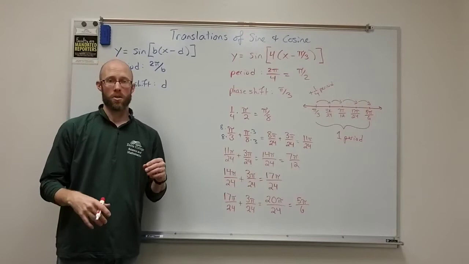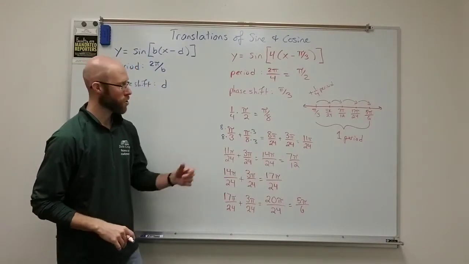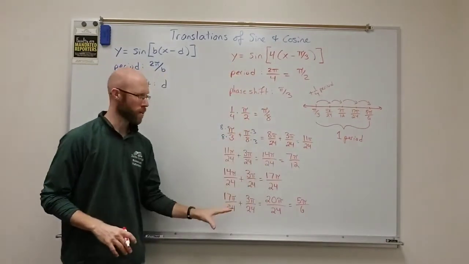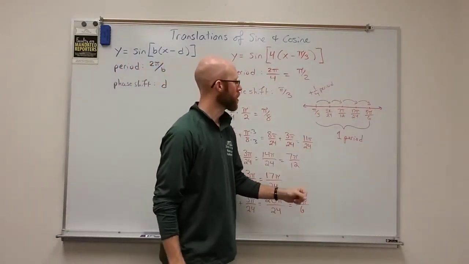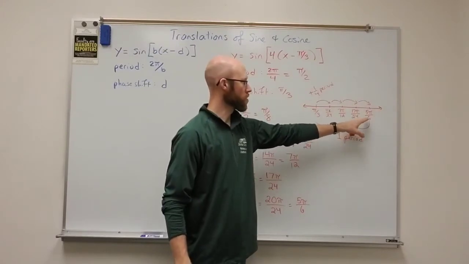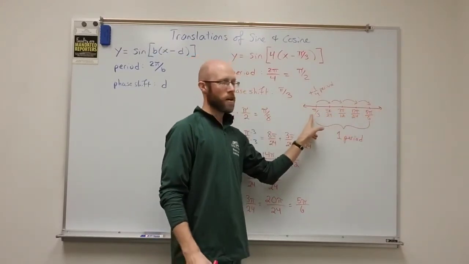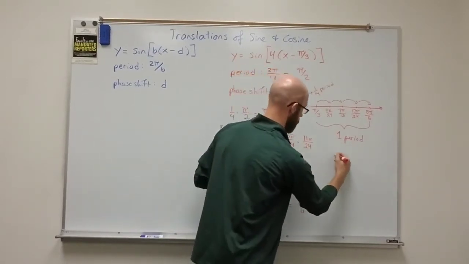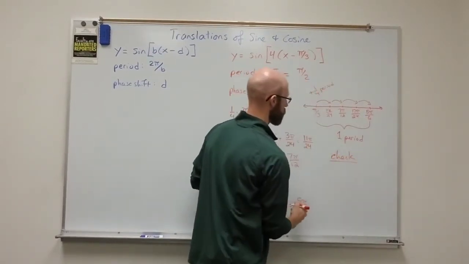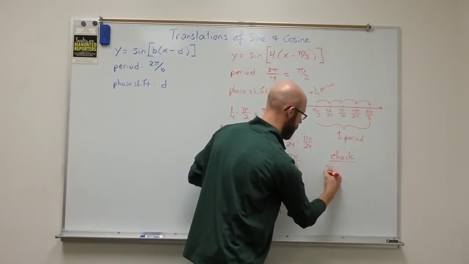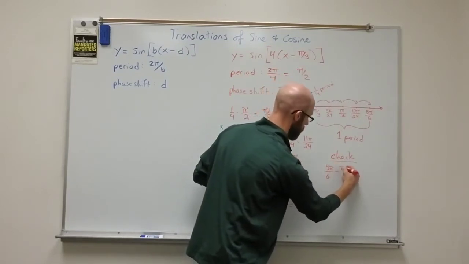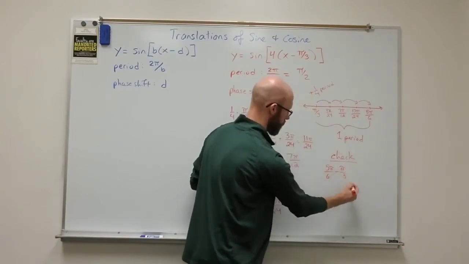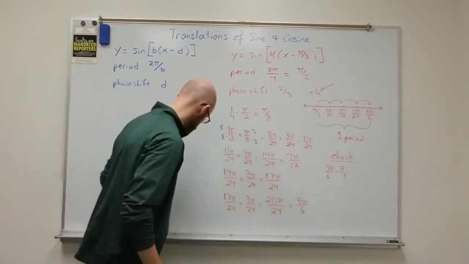Now, I always like to do just a quick check to make sure that this total distance is 1 period. Make sure I didn't add anything wrong or reduce anything wrong. So I'm going to check and make sure it's 1 period. To do that, I'm going to subtract the right end minus the left end, just as a check. So I'm going to take 5 pi over 6 minus pi over 3. I need a common denominator of 6.